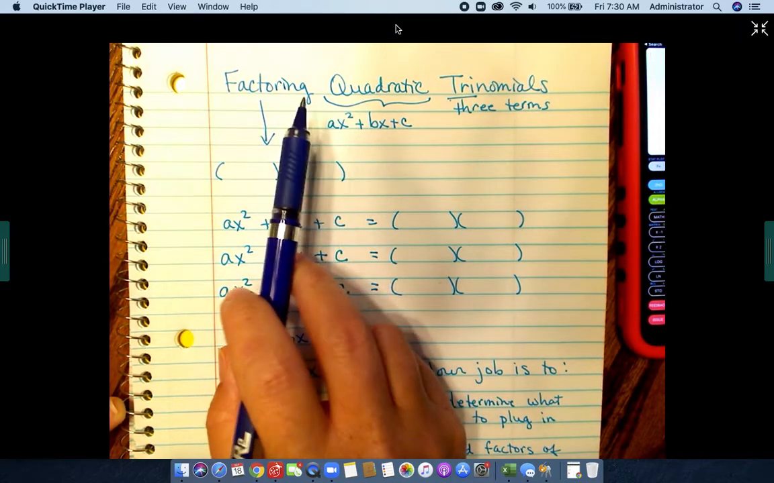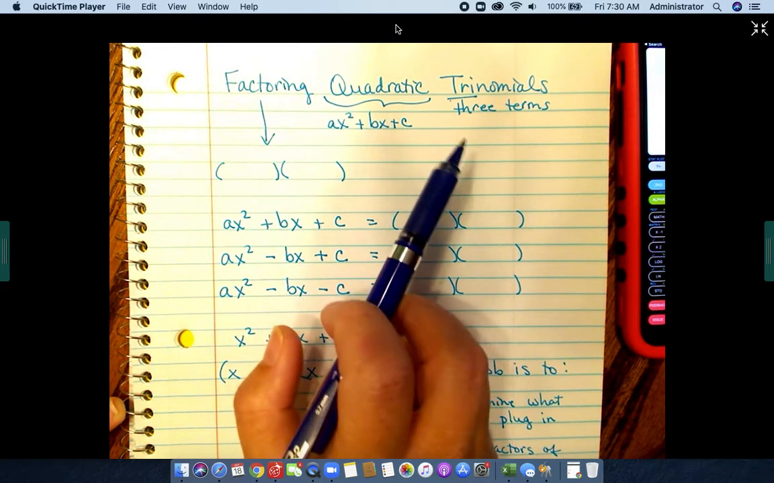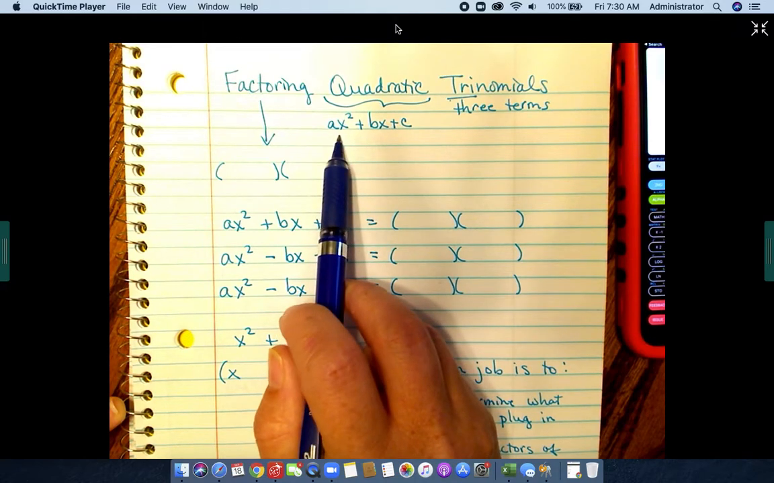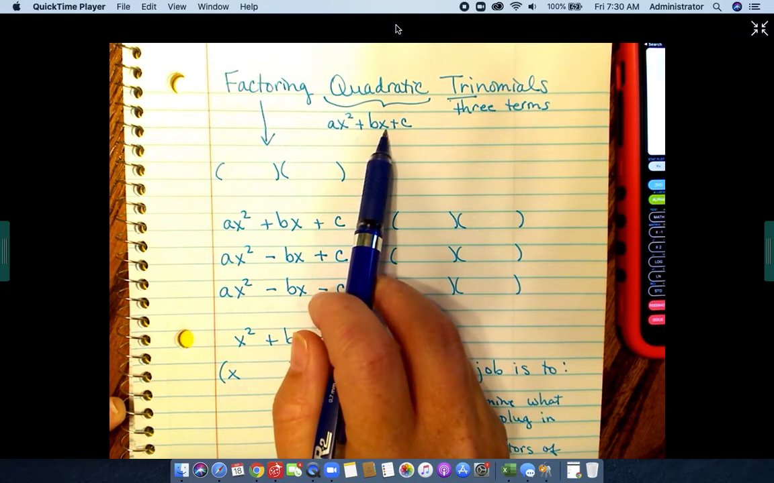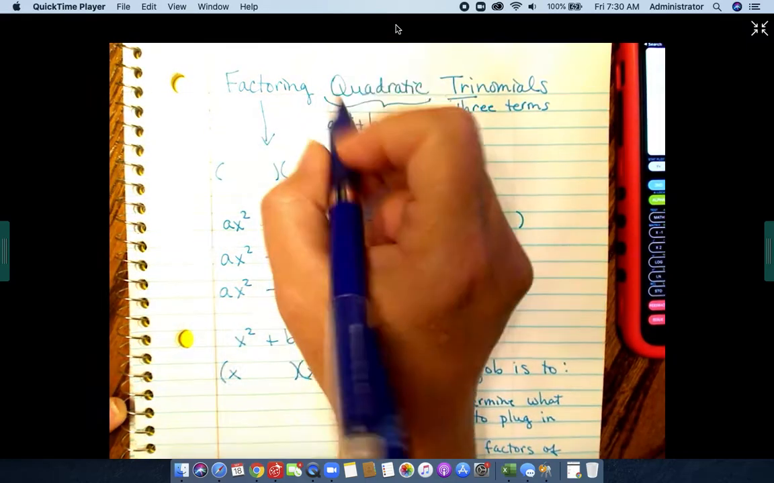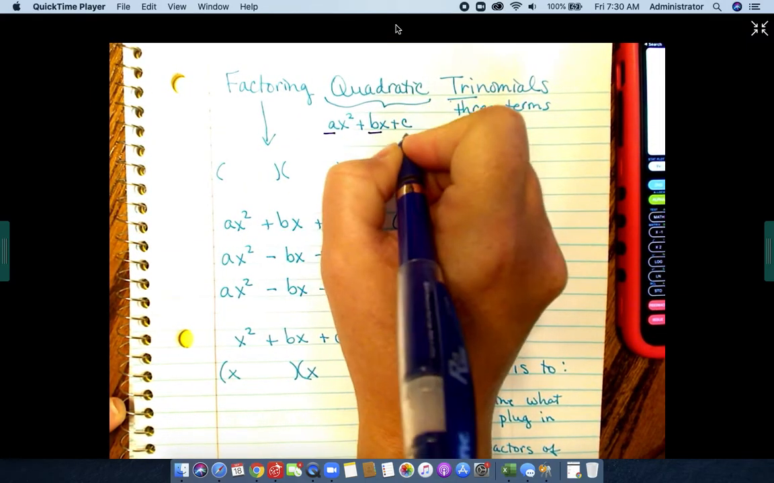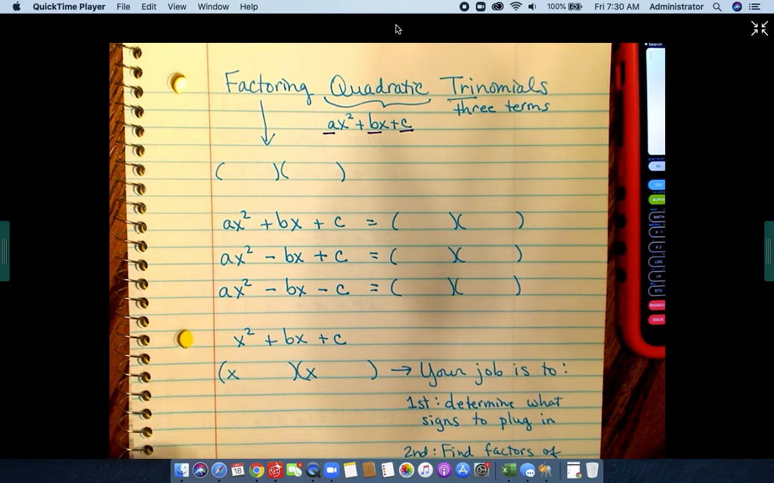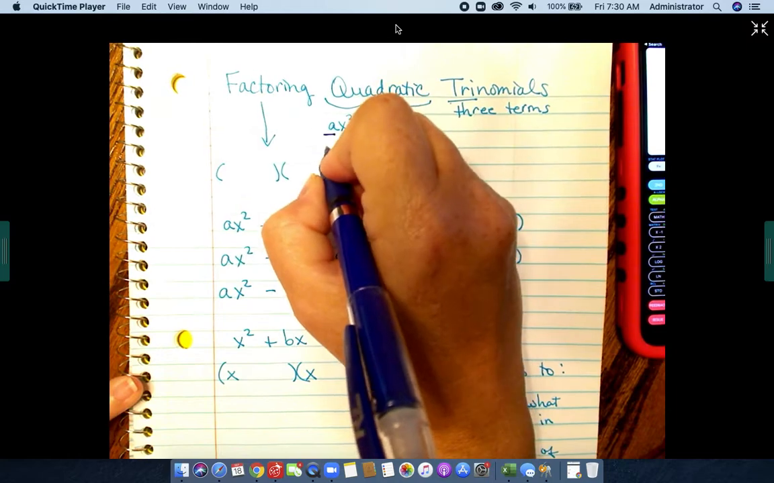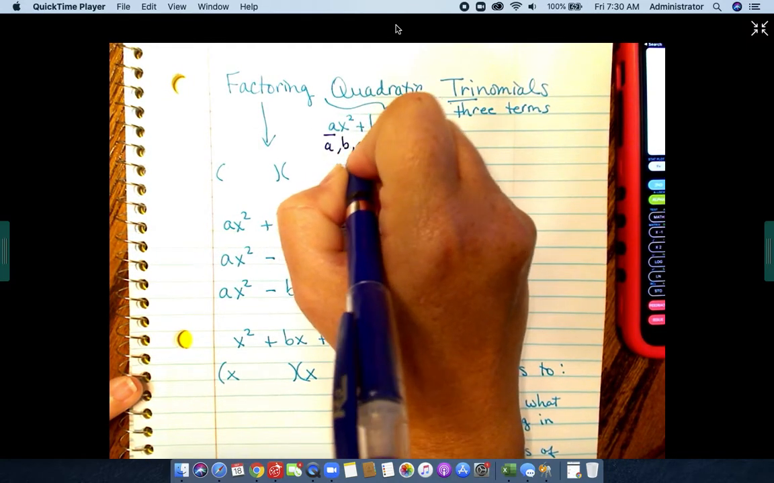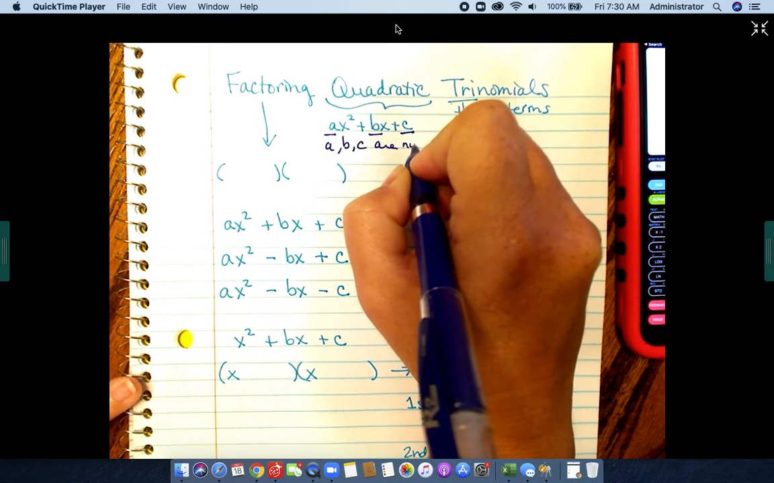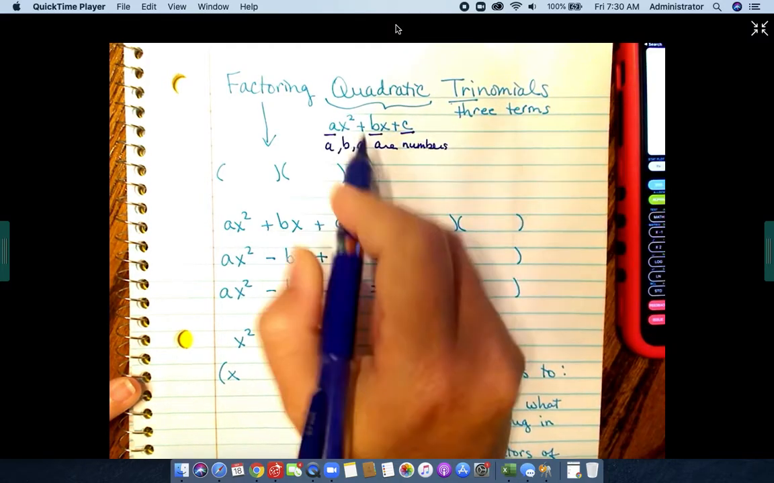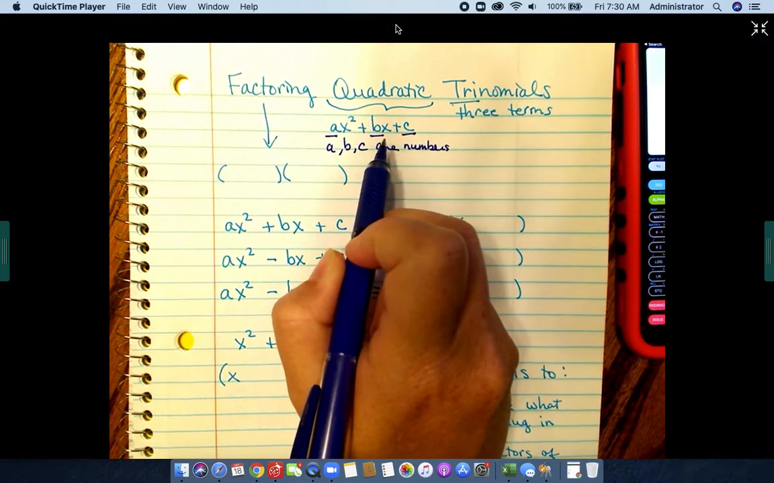When we say quadratic, we are referring to the form ax squared plus bx plus c, where a, b, and c are integers, or in this case they're going to be integers. They aren't always integers, but they're numbers. So I'll just put A, B, and C are numbers, while you have the variables x squared and x.